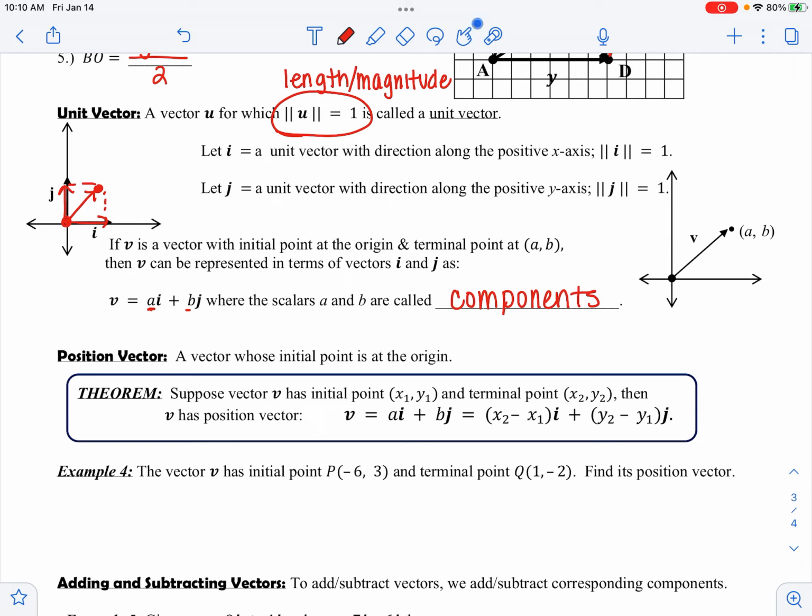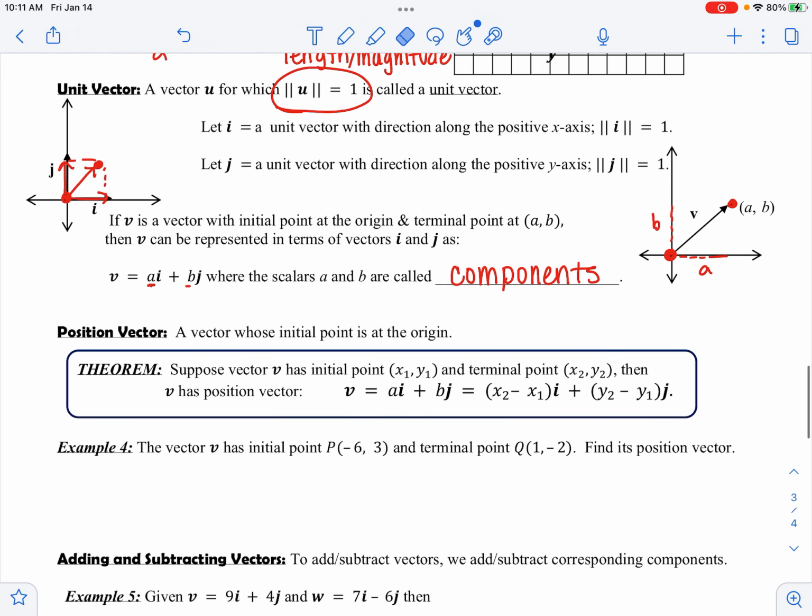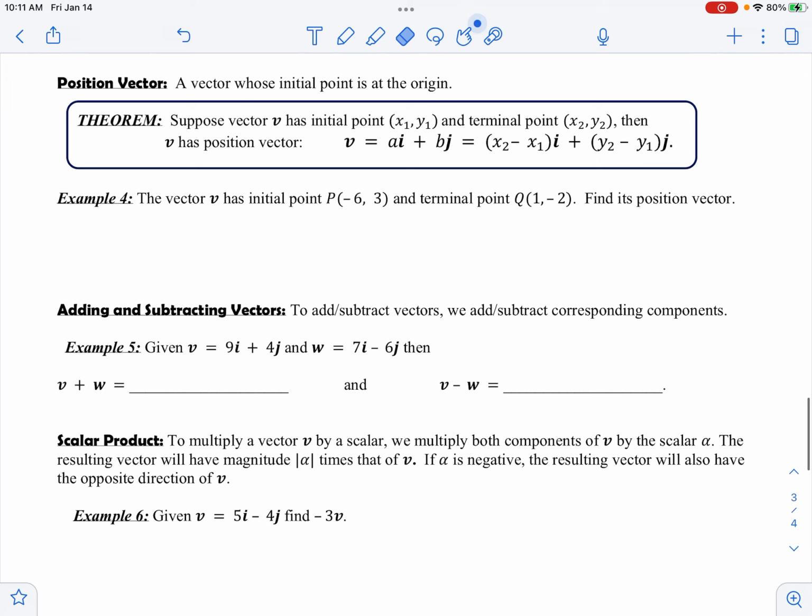Sorry, I just skipped the position vector. This is a position vector right here. Its initial point is at the origin, so it starts at the origin and then goes to another point. That's called a position vector. Also, keep in mind that this distance is a and this distance is b. So it's really easy to write this vector. We would do v equals, if a was 5, 5i, and then if b was 6, plus 6j. That would be the vector for that. Nice and easy.